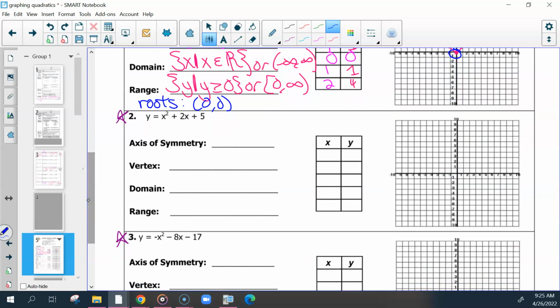Now we'll do number 2. We're going to add the roots at the bottom also, but we'll do that last. Axis of symmetry, how would you find it? -2 over 1 times 2. Just -1. And then put it back in that.